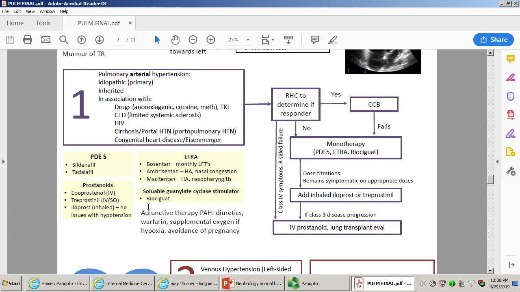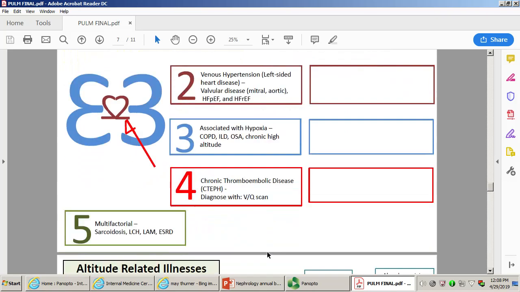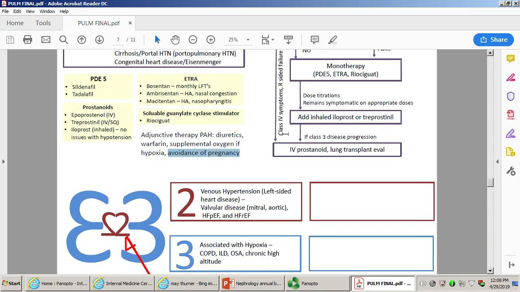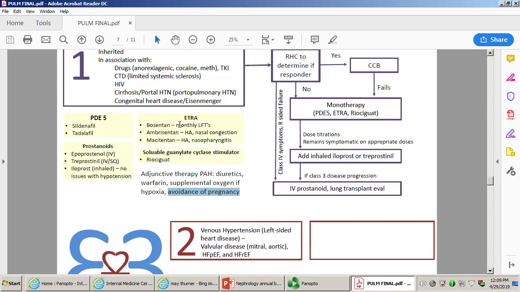They're going to want you to do adjunctive therapy. If they're volume overloaded, give them diuretics, give them oxygen, anticoagulation, counsel them on avoidance of pregnancy. This is one of the few indications where if a patient gets pregnant, they're asked to terminate the pregnancy. Yeah. What does ETRA stand for? Yes. Endothelin receptor. And what's the T? Endothelin.